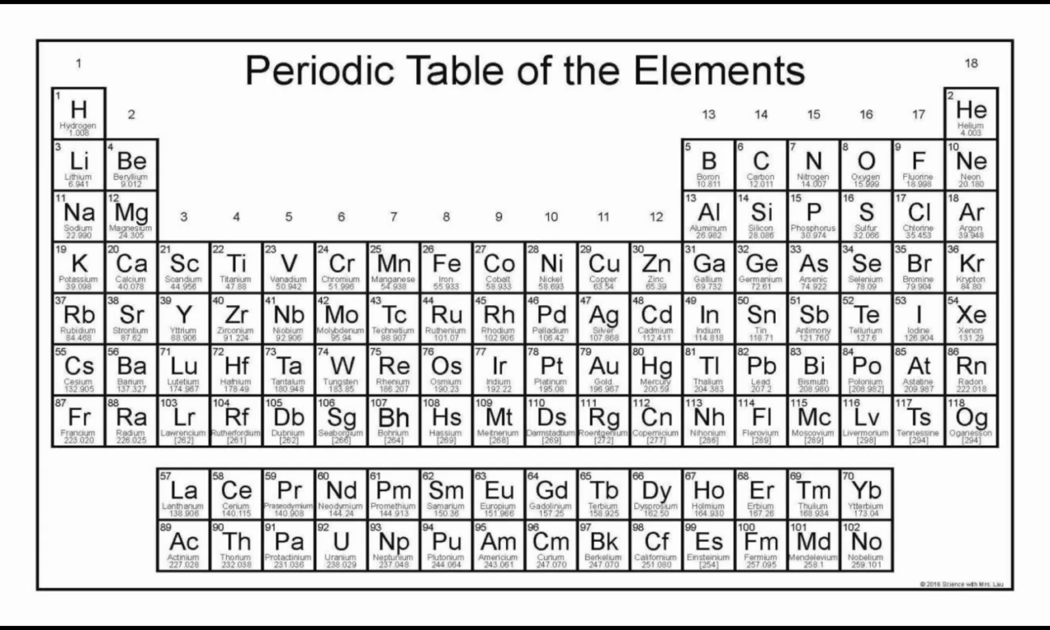Transition metals are the biggest group in the periodic table, and most elements that are very useful are there. Iron, gold, platinum, tungsten, and so on.